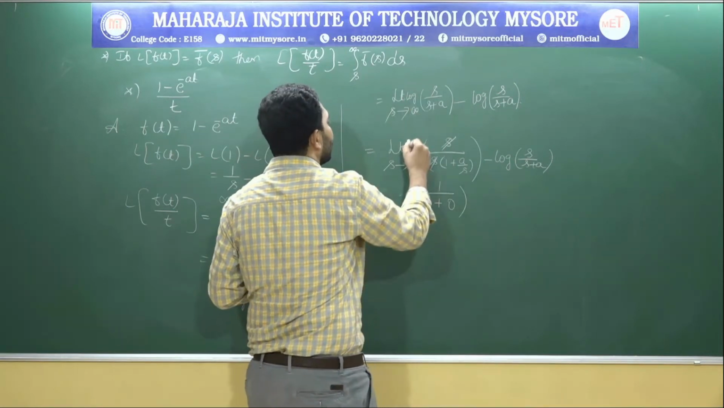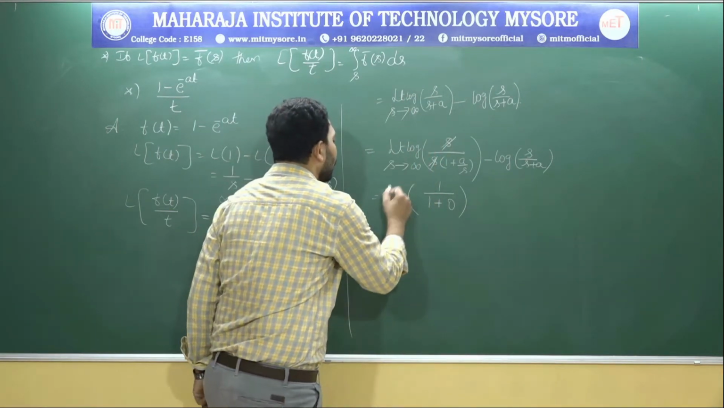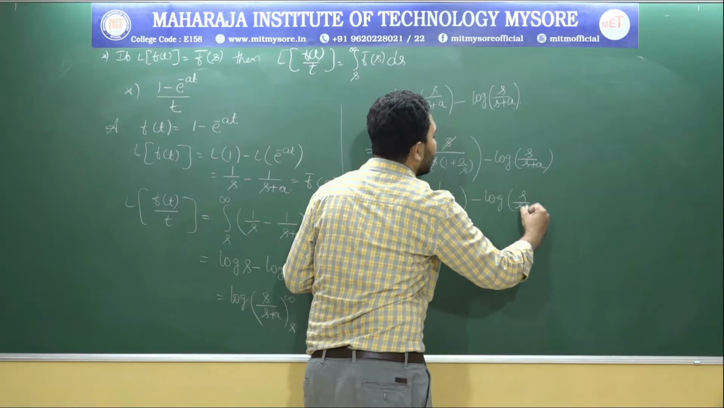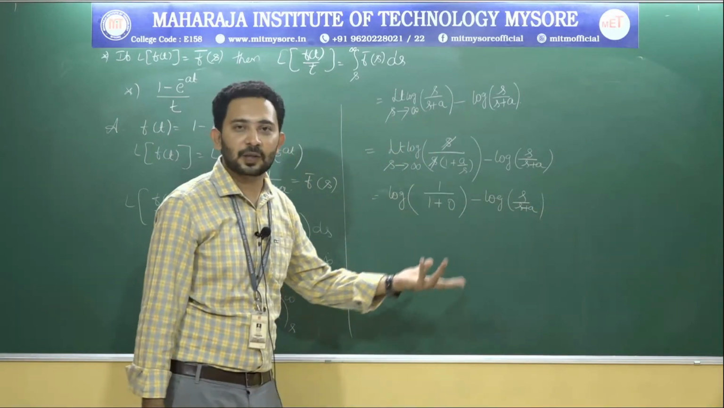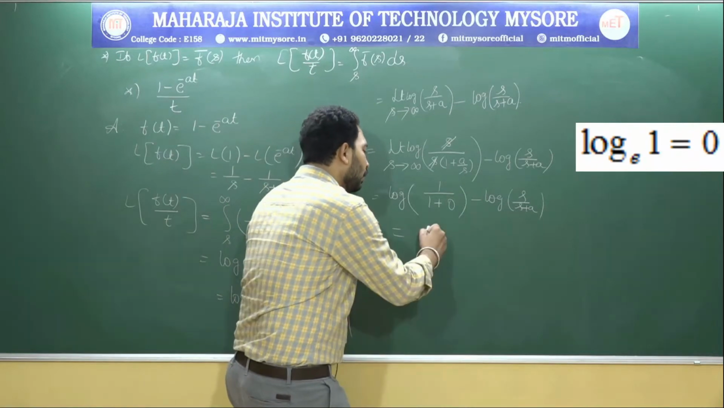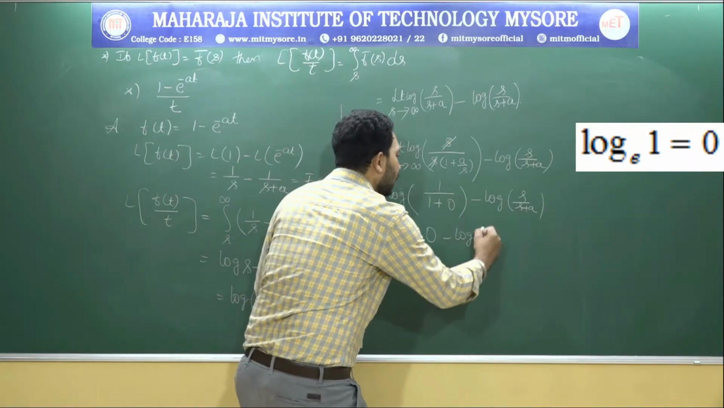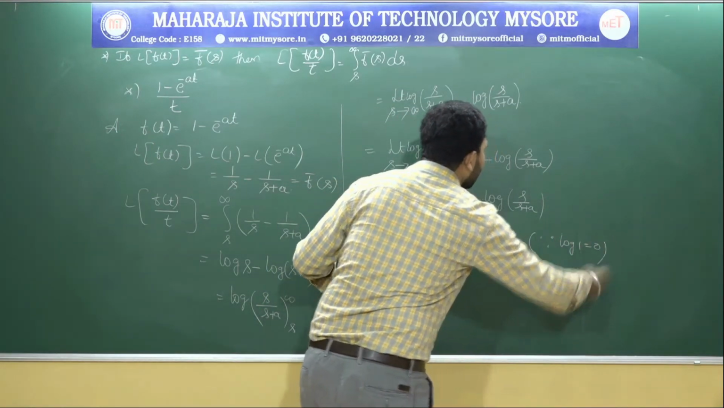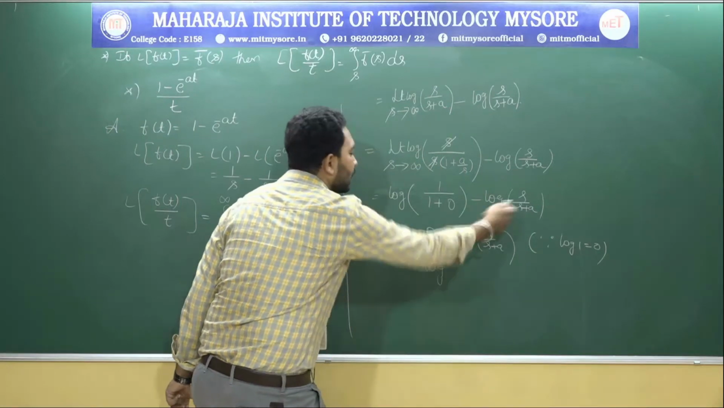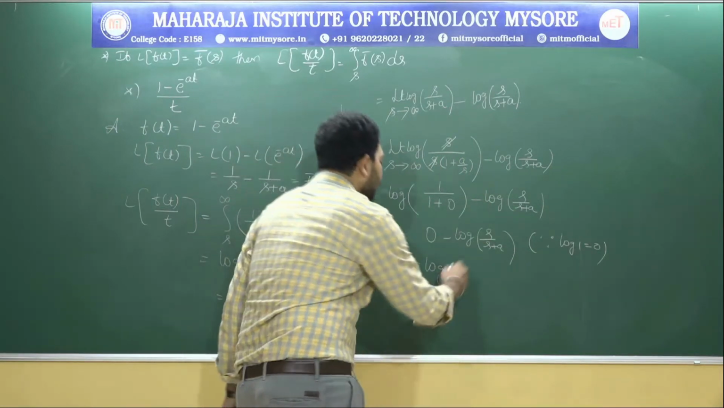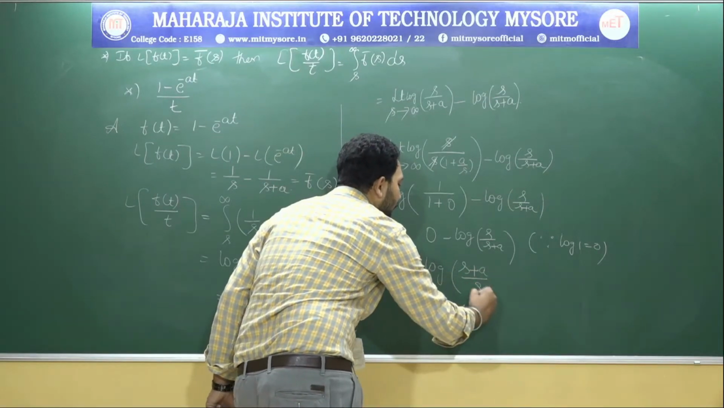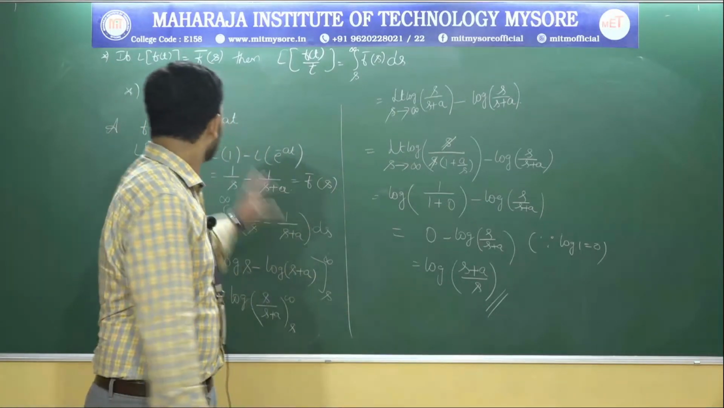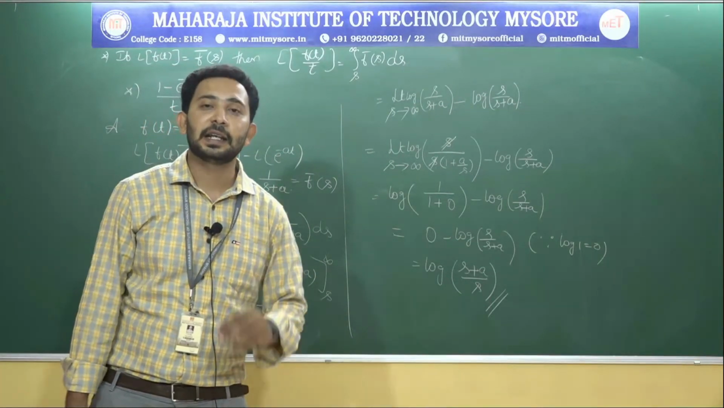Sorry, I forgot to write log. So log of this, log s divided by s plus a. 1 over 1 plus 0 is 1 only. What is the value of log 1? Log 1 is 0, minus log of s divided by s plus a. And finally we have the minus here, this goes to log, it is in the form of n log m. So we can write this as log of s plus a by s. So this is the required result for 1 minus e power minus at divided by t.